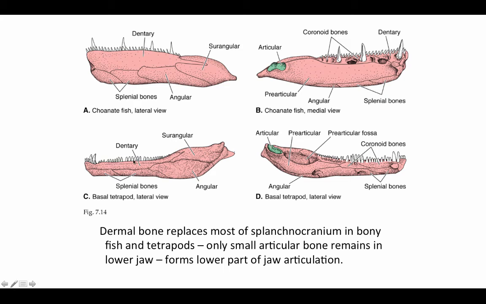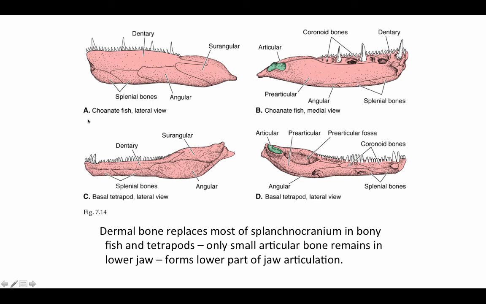So we can see this in various animals. These are choanate fish. We see a number of dermal bones that replace that lower jaw. The tooth-bearing bone in the lower jaw is called the dentary, but there's a whole series of other bones in choanate fish that form the lower jaw. So splenial bones, the angular, the surangular. This is looking at the outside view. The internal view of the lower jaw. We see the prearticular, a little bit of the angular from the other side, and here is that articular bone, that little remnant from the Splanchnic Cranium that forms the jaw joint.